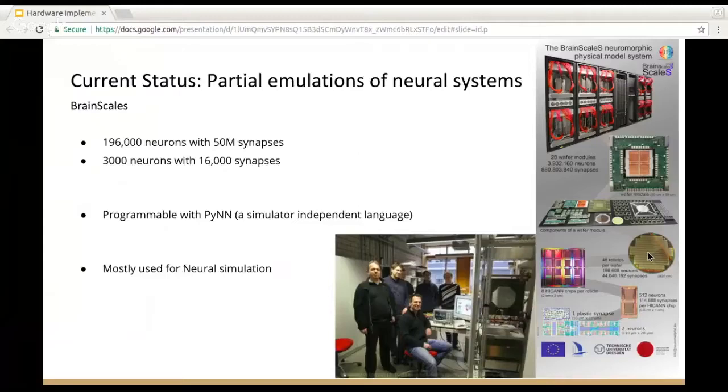The good thing about this wafer is that it's programmable, and the programmer can change the neural details, just like the Neurogrid neuromorphic hardware. It's also compatible with PyNN, which is a simulator-independent language that, regardless of the environment the programmer wants, can be used to program different systems. We'll talk about PyNN more in the upcoming slides. This system has been mostly used for neural simulations.